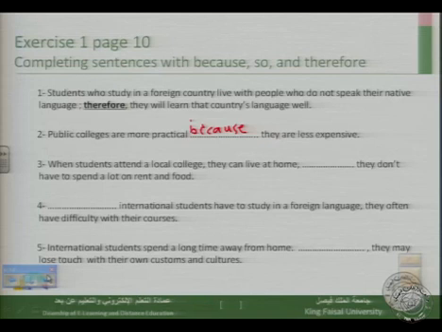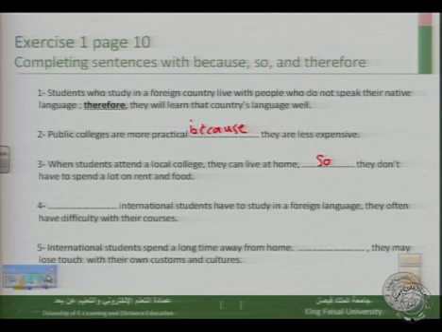The result of attending a local college and living at home is that students don't have to spend a lot on rent and food. Here we have a comma after the first part. I think that we should use so. So here is the possible connector. Our sentence becomes: when students attend a local college, they can live at home, so they don't have to spend a lot on rent and food.